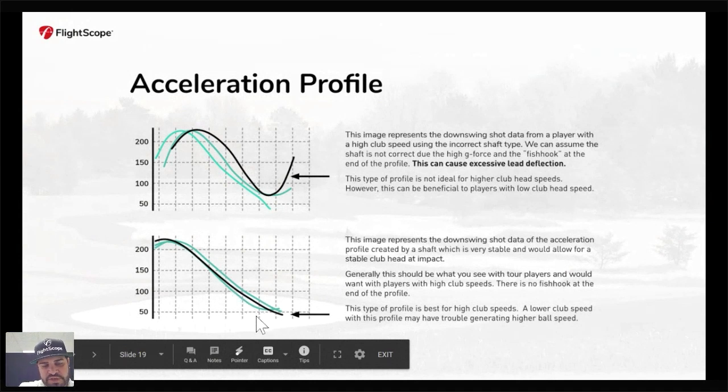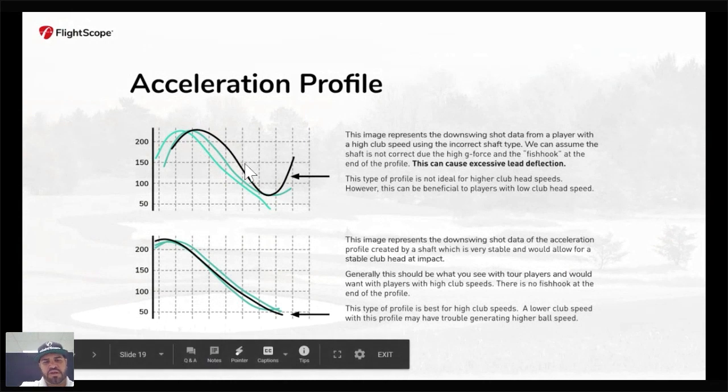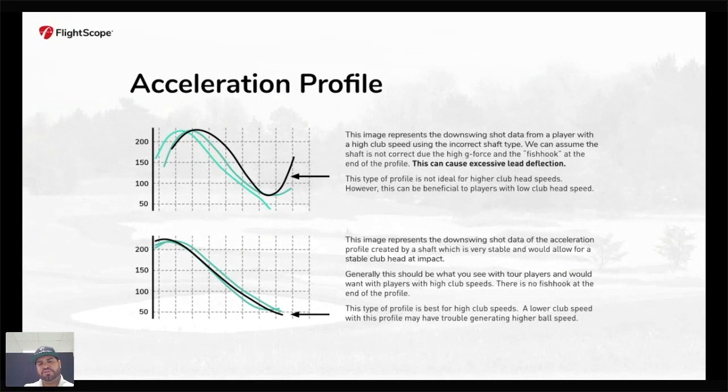If you have a player with a club head speed under 100 miles an hour, then you want their acceleration profile to maybe have a little bit of a fish hook at the end, which is going to help them with club head speed, launching the ball higher, keeping the spin down. Those are the 2 general profiles that you're going to be looking to put players into. What we always say, though, is whatever their profile characteristic is, you just want it to be consistent and repeatable.